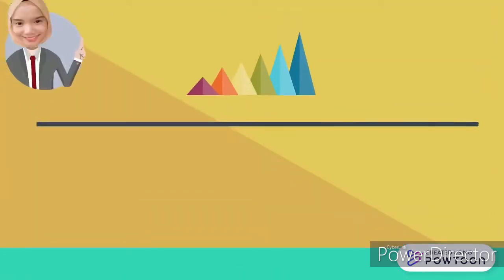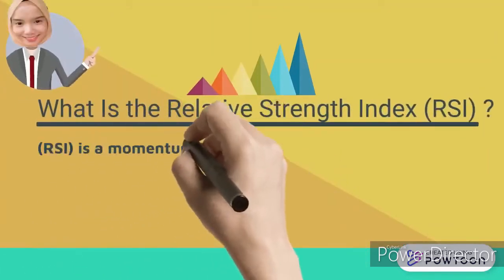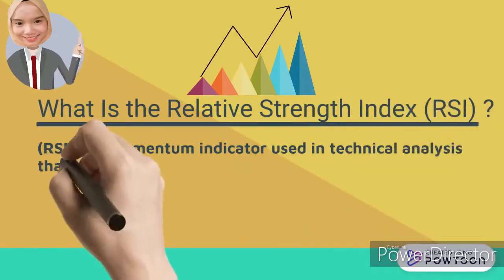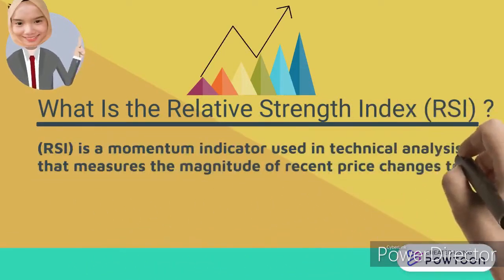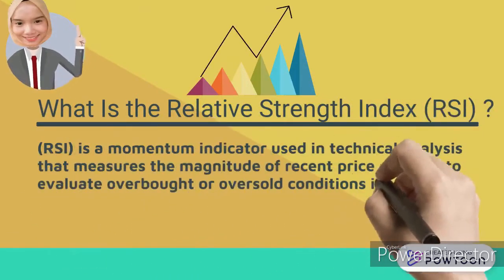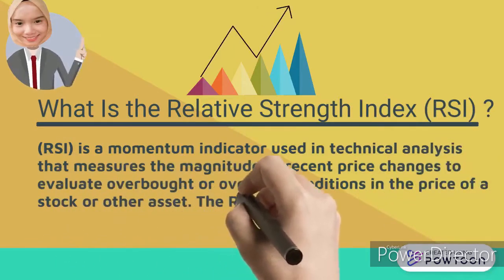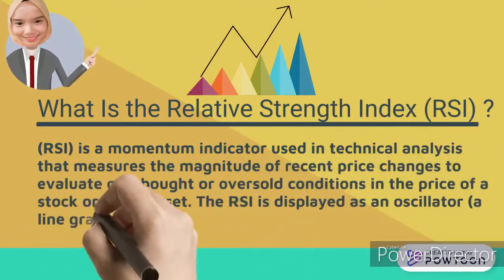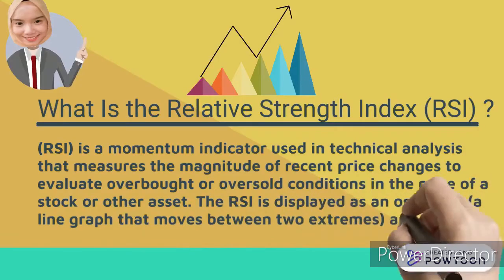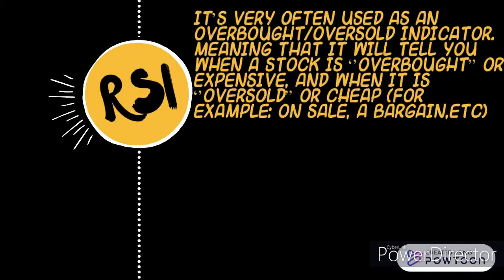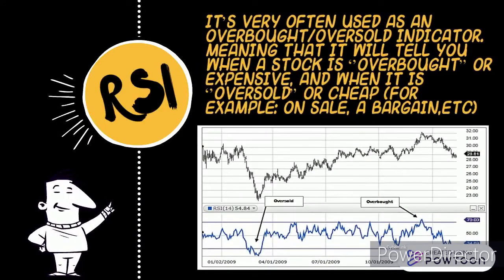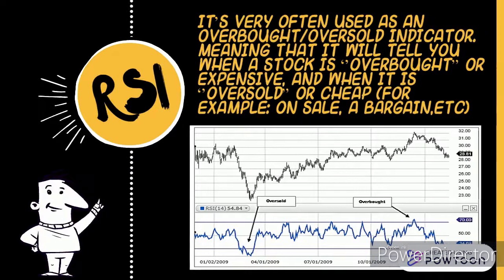There are many technical analysis tools out there, and one that is increasingly popular is the RSI. RSI stands for Relative Strength Index. RSI measures the magnitude of recent price changes to evaluate overbought or oversold conditions in the price of the stock or other asset. RSI is very often used as an overbought or oversold indicator. These help the trader calculate the next move as they would be able to predict where momentum is headed.